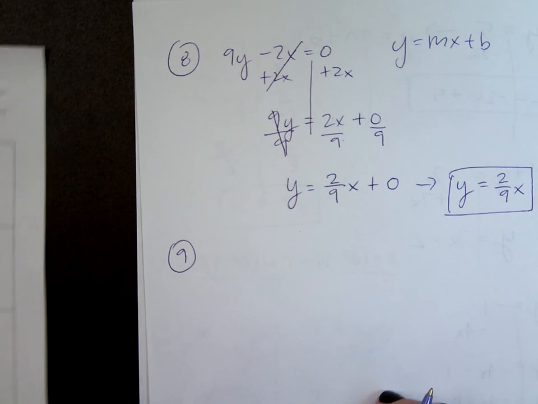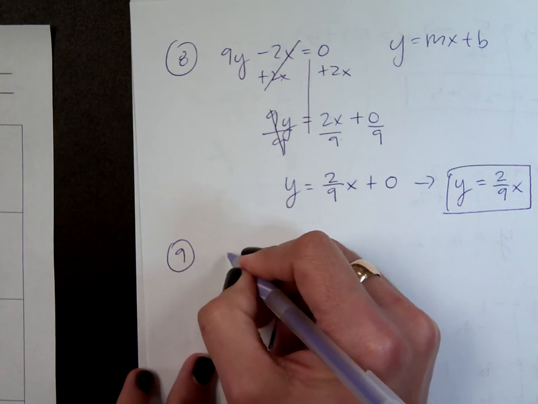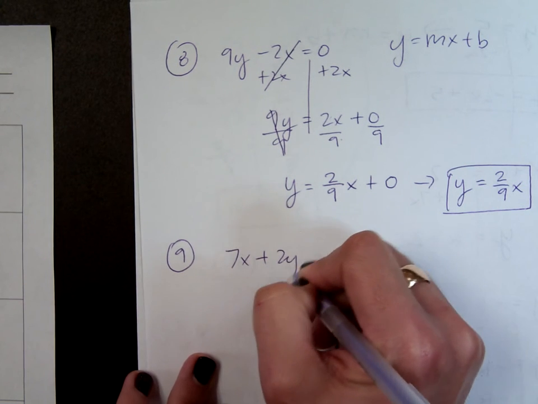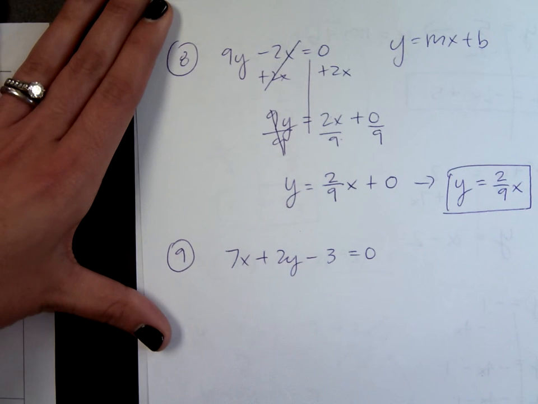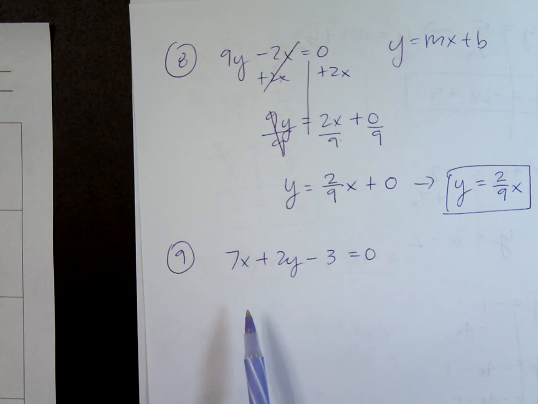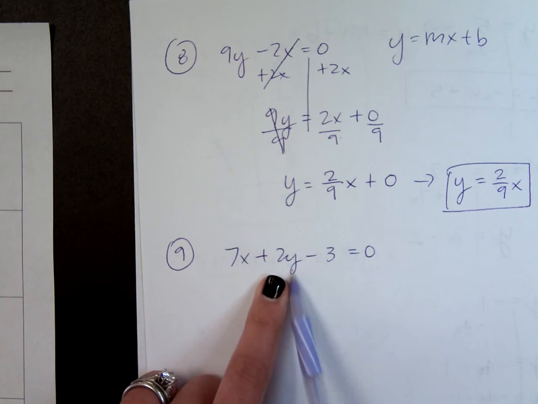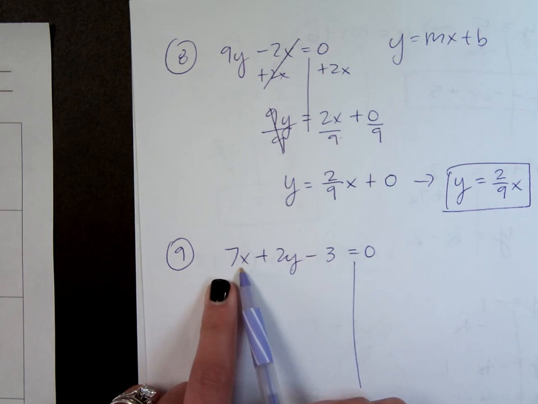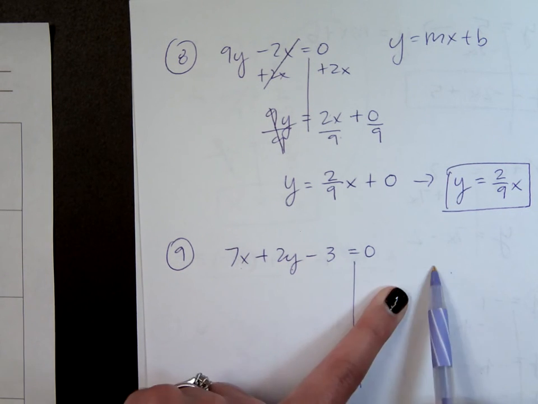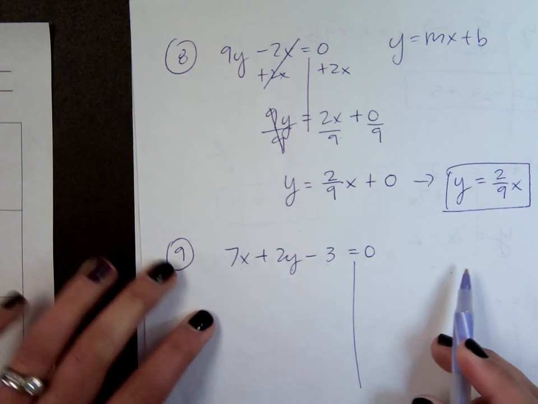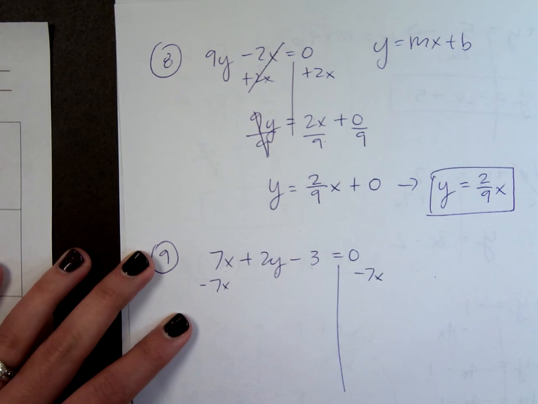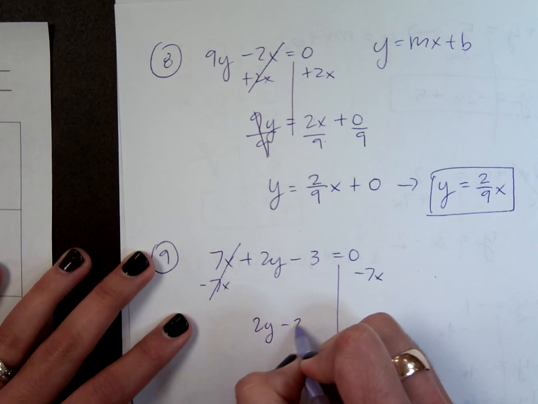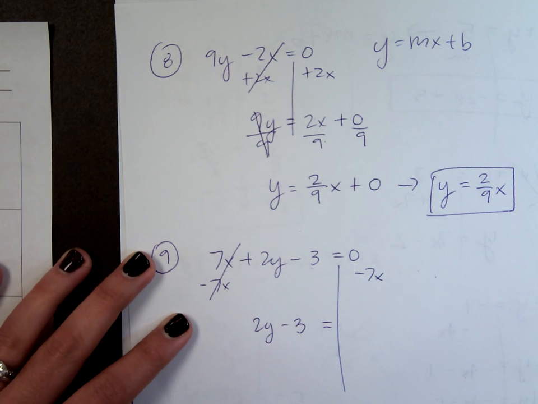Okay, one more. We'll do number 9. Okay, so now my y is on the left, that's good, but now my 7x needs to move over and my -3 needs to move over. Those both have to be on the right hand side. So first I'll do the 7. So I'm going to subtract 7x from both sides. Bring down my 2y, bring down my -3.